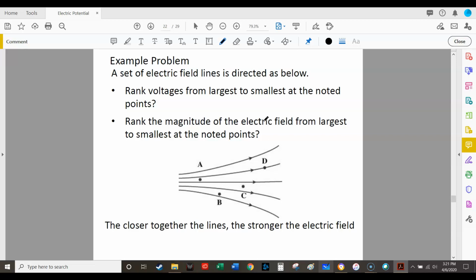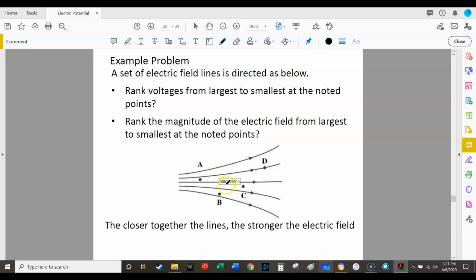Okay, so go ahead and pause the video and take a moment and try to figure out what the voltages are. Which one's higher? Is A less than B? Is B equal to C? What do you think that is? Go ahead and pause the video and try that. All right, we're back. Well, let's take a look at this.